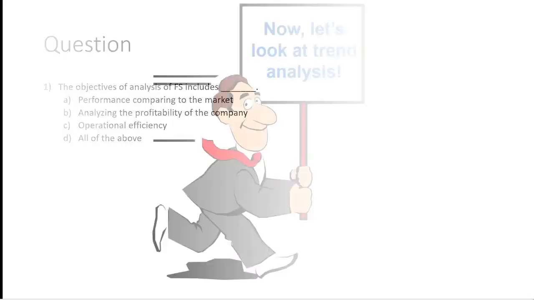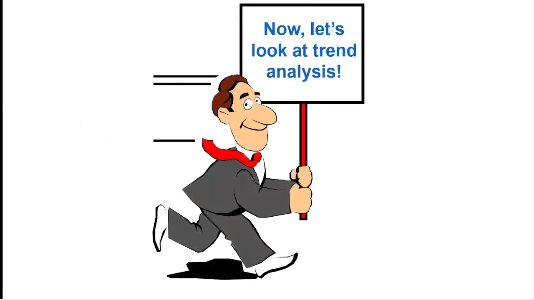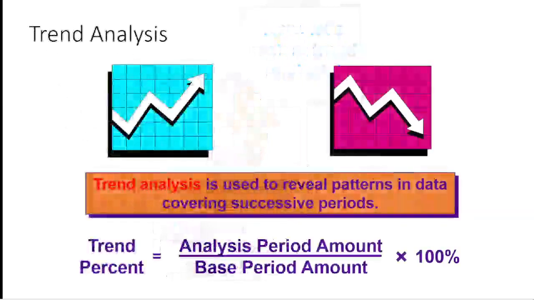Thank you. So now let's look at the trend analysis. What is trend analysis? Trend analysis is looking to reveal the patterns in the data covering successive periods. The trend percentage is calculated as the analysis period amount divided by the base period. There are two ways of conducting trend analysis. One is to have the same base period for all the trends. Let's say we are looking at 5 years of performance, right?